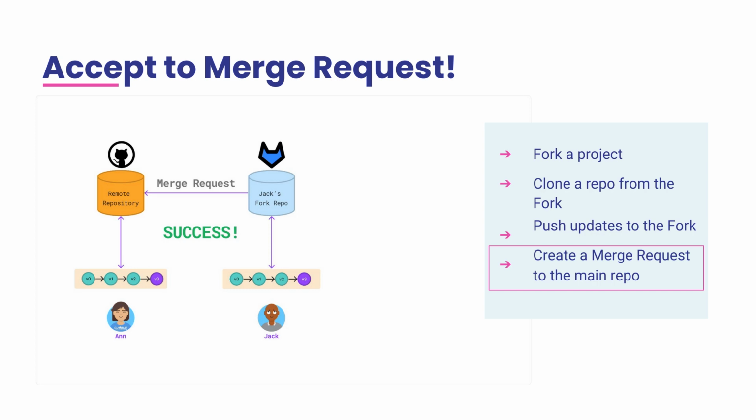So, by following the forking workflow, Jack can contribute to Anne's open source project collaboratively, even without direct push permissions.